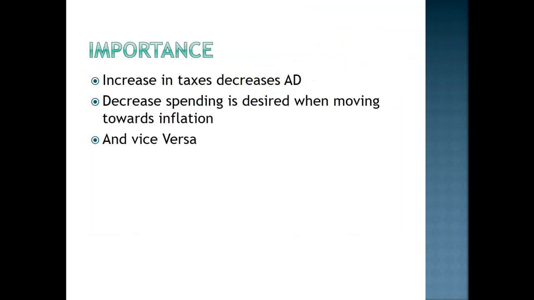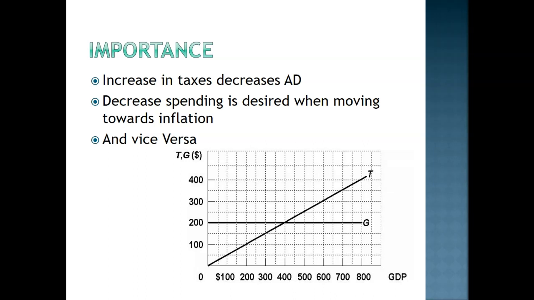So increasing taxes decreases aggregate demand. Decreasing spending is desired when moving towards inflation and vice versa. Hence, it's built into the system. And so the tax system is a great example of built-in stability.